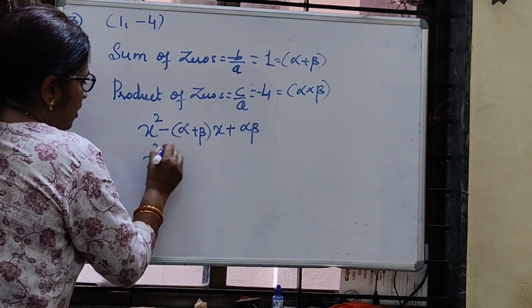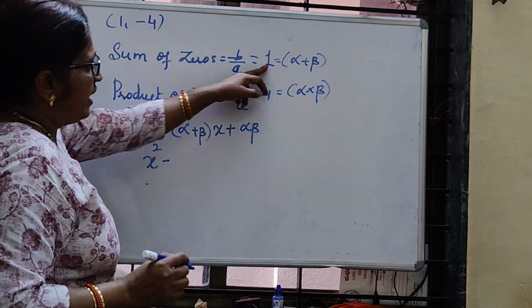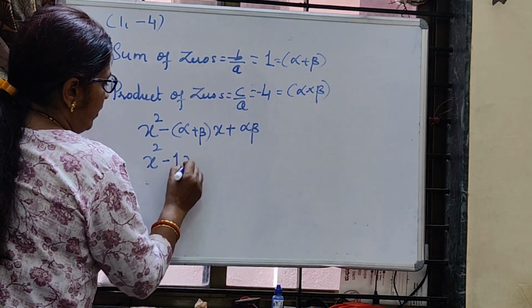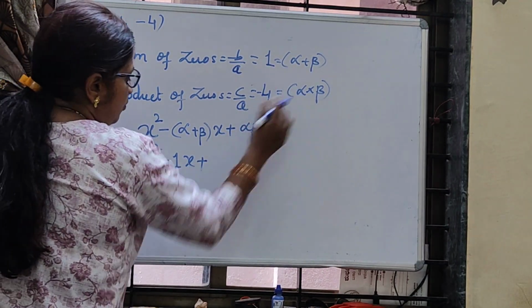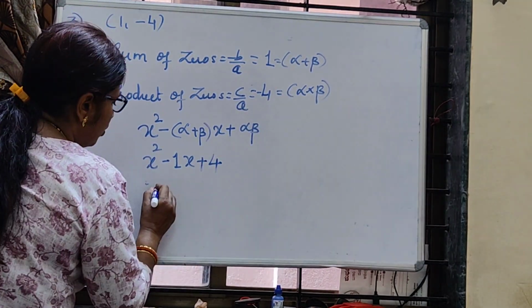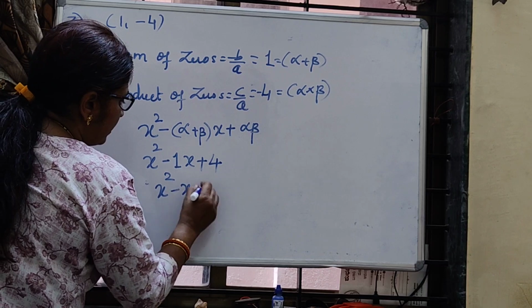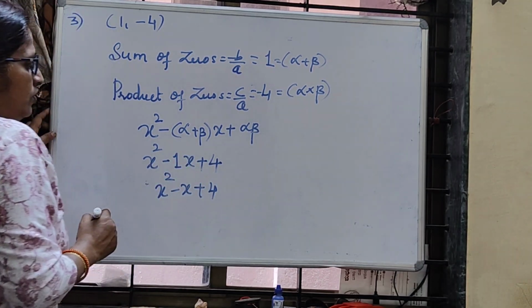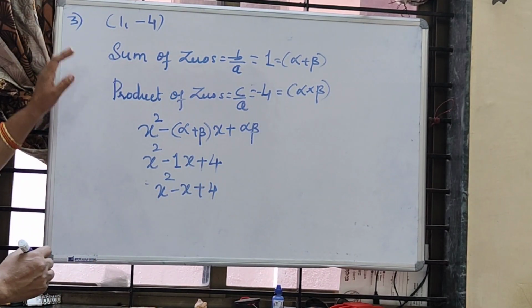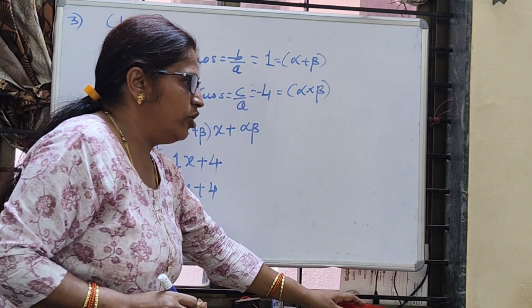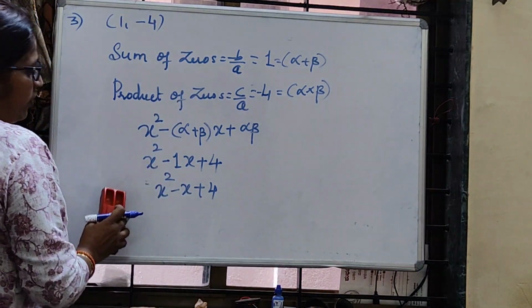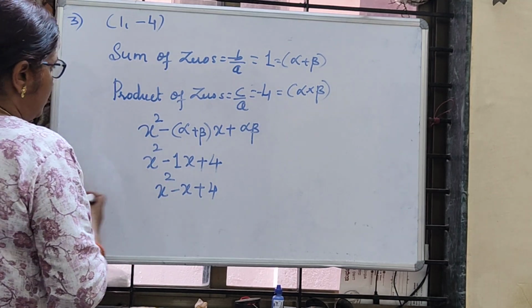Now x square minus alpha plus beta, which is 1, into x plus alpha into beta, which is minus 4. So you will get x square minus x minus 4. This is how you need to solve to frame the quadratic polynomial. You can expect this for 2 marks questions here.